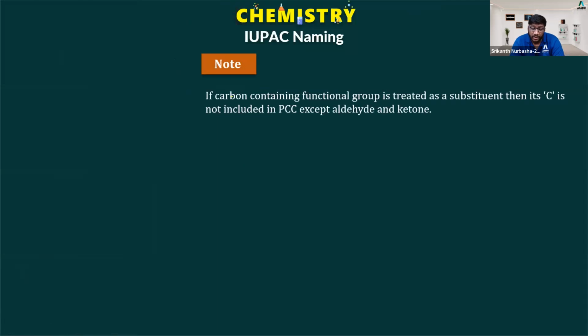Next note. If a carbon containing functional group is treated as a substituent, then its carbon is not included in PCC except for aldehyde and ketone. Understand this point carefully. If you are treating a carbon containing functional group as a substituent, then its carbon is not included in the parent carbon chain except for aldehydes and ketones. Based on this logic, you try to name a few compounds.